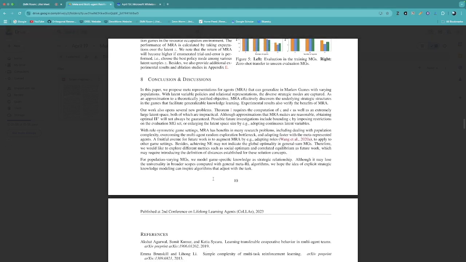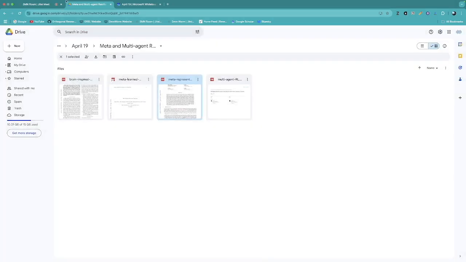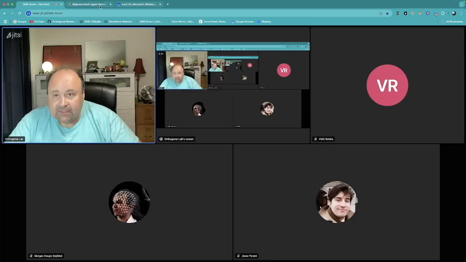For population varying Markov games, we model game-specific knowledge as strategic relationship. Although it may lose the universality in broader scopes compared with general meta reinforcement learning algorithms, we hope the idea of explicit strategic knowledge modeling can inspire algorithms that adjust with the task. Okay, so that is this paper.